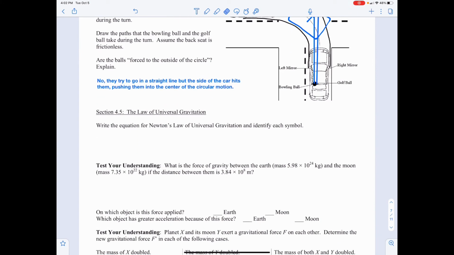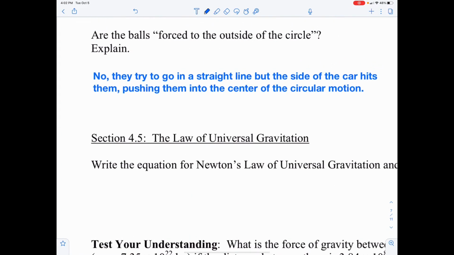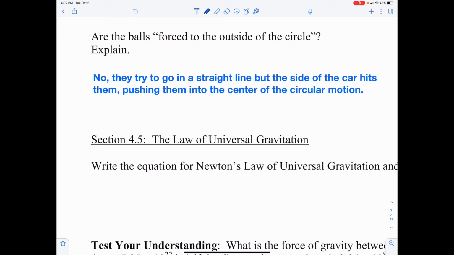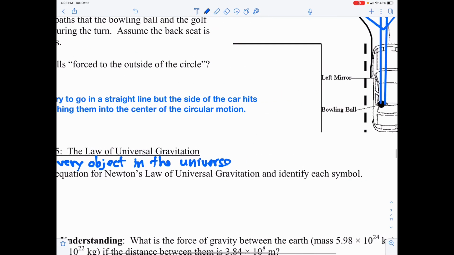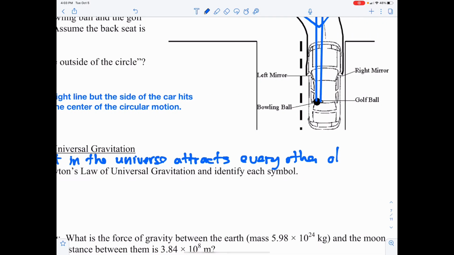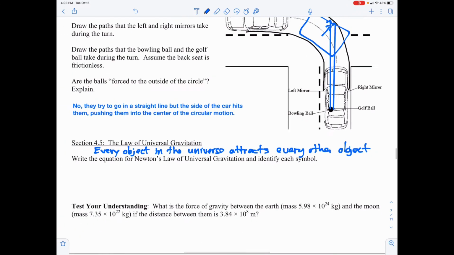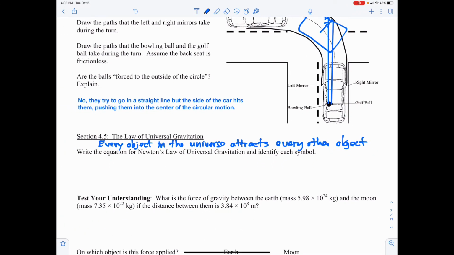Section 4.5, Law of Universal Gravitation. The law of universal gravitation basically states that every object in the universe attracts, hence gravity, every other object. All objects essentially attract each other in some way, shape, or form. So we state it like this.